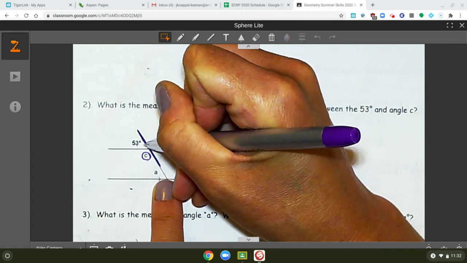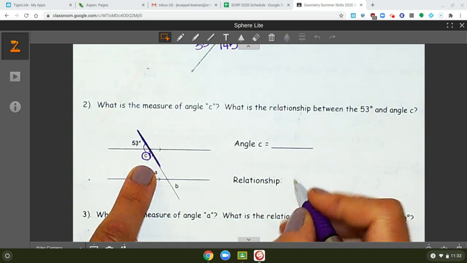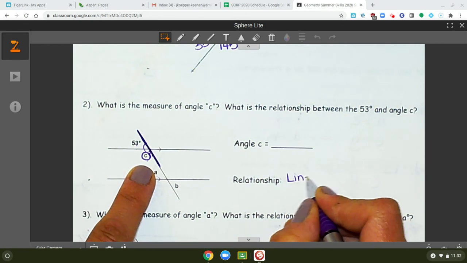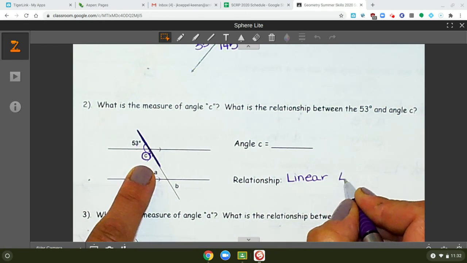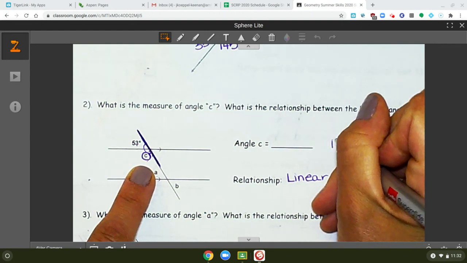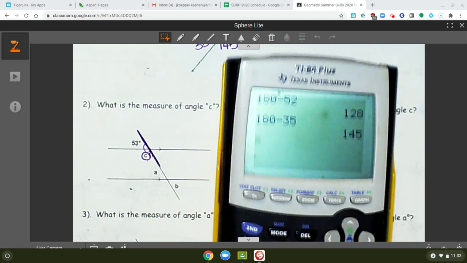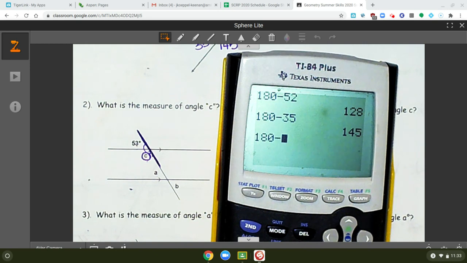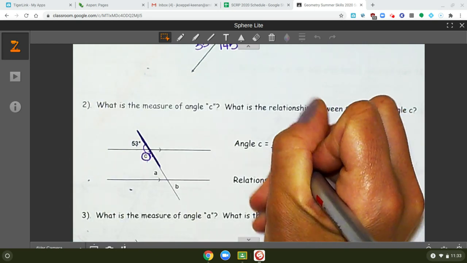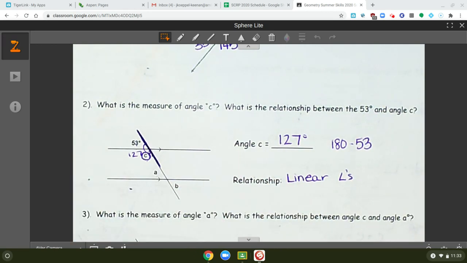It sure is. So that means these two angles together have to add to 180 degrees because they are linear angles. So linear angles is the relationship. So I can do 180 minus 53 degrees. I'm going to let my calculator do that for me, minus 53, and we get 127 degrees. So now I can put the 127 degrees in the figure.